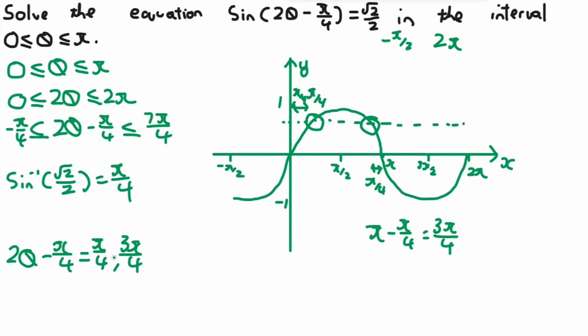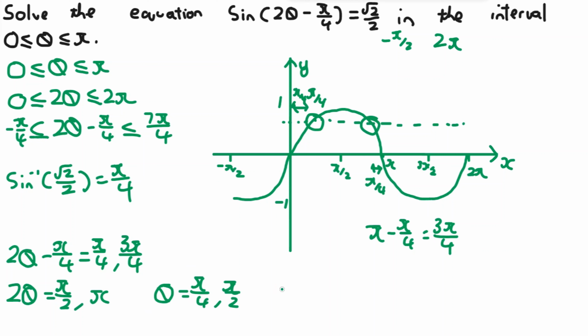Now we need to do it in the order that we normally would do algebraically. Again, you can consider these individually if you want, as 2 theta minus pi over 4 is equal to pi over 4, and then you need to put the minus pi over 4 on the other side and then divide both sides by 2. I just write it together like this. So add pi over 4 to both sides, and 2 theta is equal to pi over 2 and pi, and therefore divide both sides by 2 to get theta is equal to pi over 4 and pi over 2.